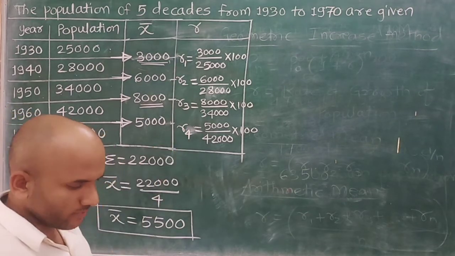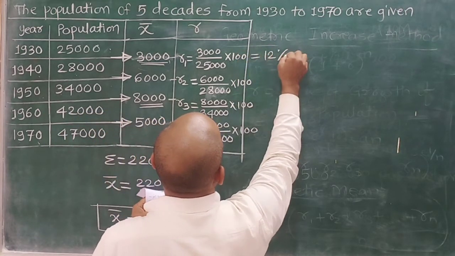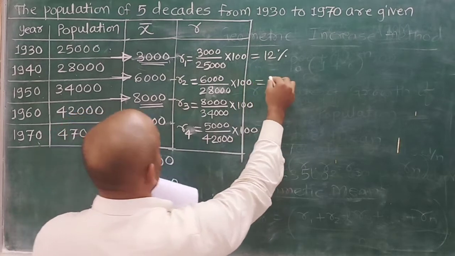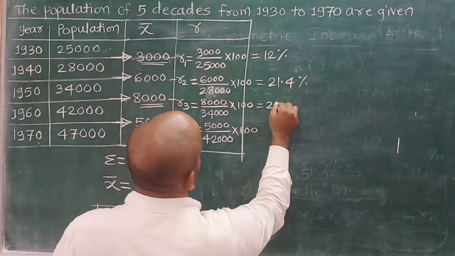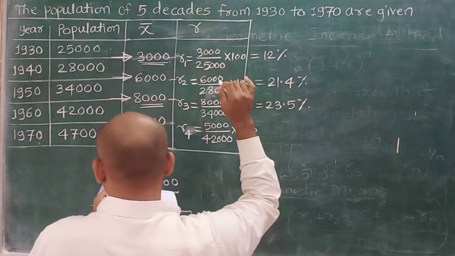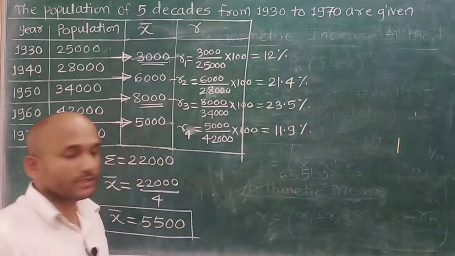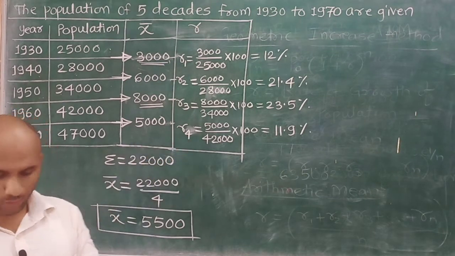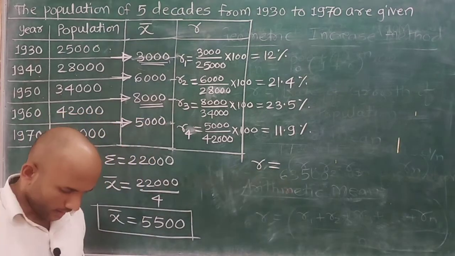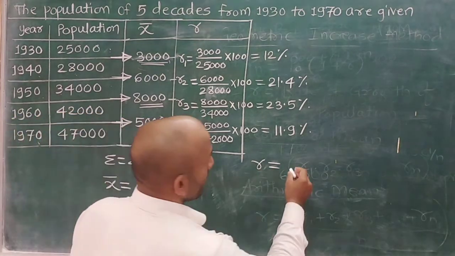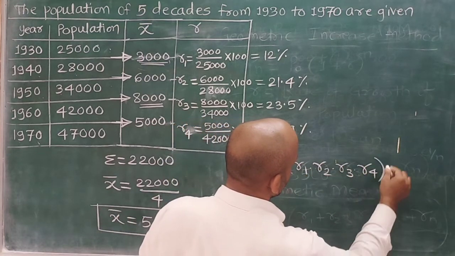So what are these values? First value it is 12%. Check the values. R2 will be 21.4%. R3 will be 23.5%. And R4 will be 11.9%. These are the values of R1, R2, R3 and R4. Now we have to find out the value of R. So what is R? What is the formula? R is equal to R1 into R2 into R3 into R4 raised to power 1 upon n.